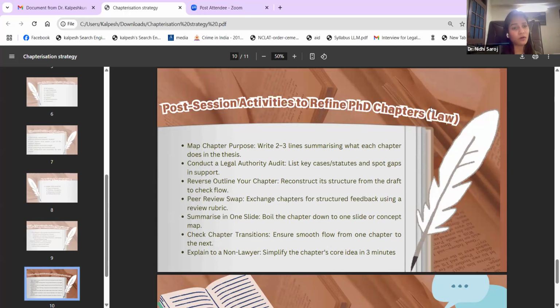Then explain it to a non-lawyer. This I've done many times. I have explained my topics to so many people, and I've told them, does this make sense, are you able to understand, is it logical? So please don't feel shy when you are doing PhD research.